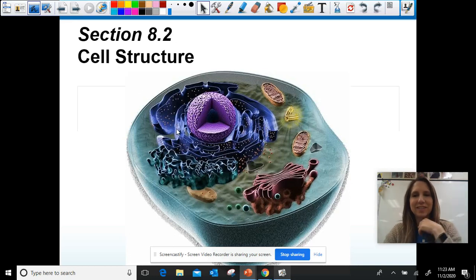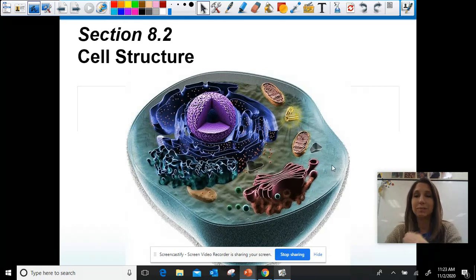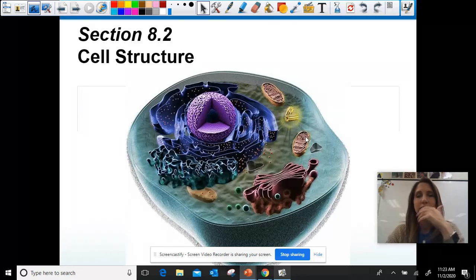Hey everybody. Today we're looking at section 8.2, which is cell structure. And if you remember what we did in section 8.1, this is an example of something called a eukaryotic cell, which is the same type of cell that we contain throughout our entire body, right? Eukaryotic cells, remember, make up the majority of those kingdoms of life that you think of when you talk about living things. All animals, plants, fungi, and protists are made up of eukaryotic cells.